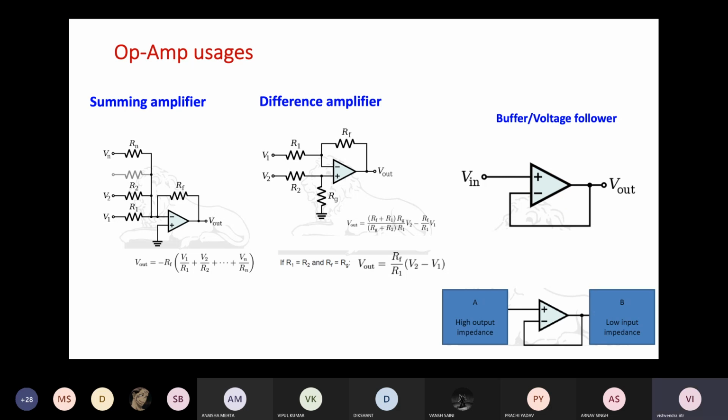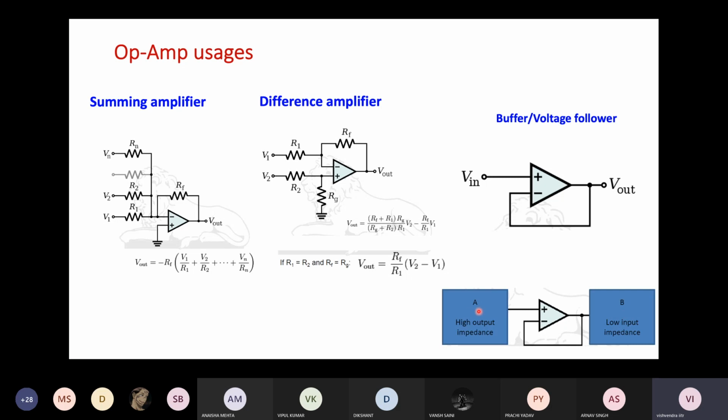So yeah, this is actually the scenario in which we have high output impedance. We have an electronic circuit whose output impedance is extremely high, and we need to give the output of A to the input of B. But the input impedance of B is low.